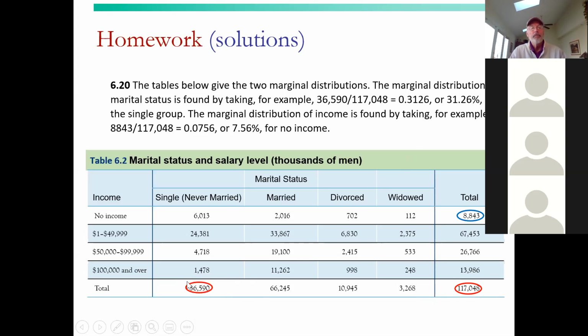And likewise, if we were to start to think about something that is income related, all right? And so if we were to start to think about no income going across here, we would take this value right here and again divide it by the total to get the marginal distribution for no income.